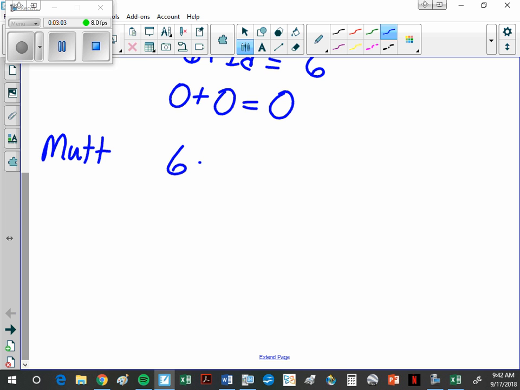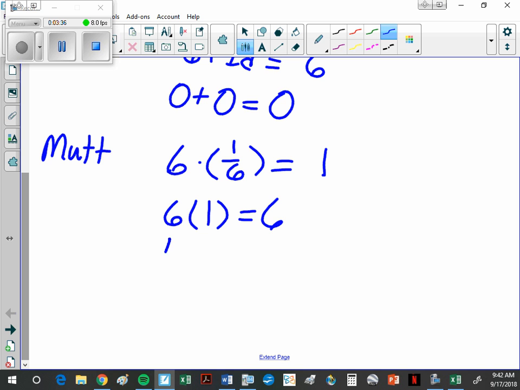And I said 6 times something is equal to, what is nothing in multiplication? 1, right? 6 times what equals 1? 1/6. That is the multiplicative inverse. And whenever you combine any element and its inverse, you end up with the identity. And let's check to make sure that is the identity. 6 times what equals 6? 1. And is 1 times 1 equal to itself? Yes.